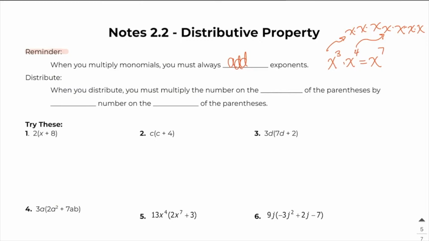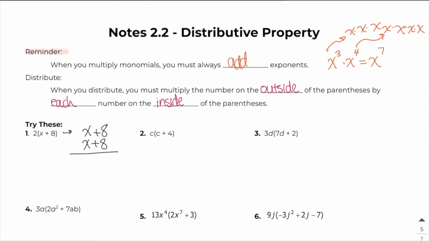All right, cool. So when you distribute, you must multiply the number on the outside of the parentheses by each or every number on the inside of the parentheses. So in our first example right here, we're going to talk about how we would do this, but I also want to just talk about the fact that what this is saying is we've got two sets of x plus 8. So we've got x plus 8 plus another x plus 8.